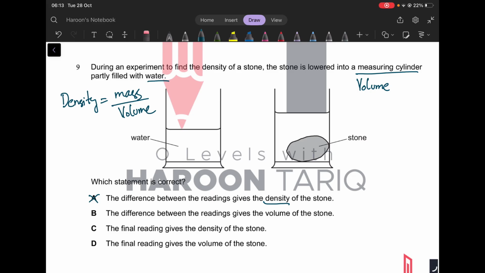The difference between the two readings gives us the volume? Yes. See, the final reading gives us the density? No. We actually need to take the volume from this. This would give us the volume, and then we need to take mass as well, then mass divided by volume to get density. C is out.